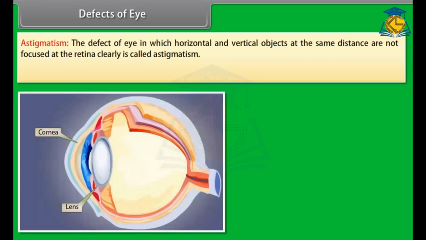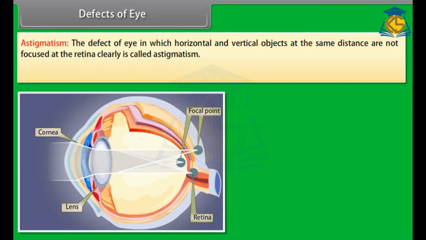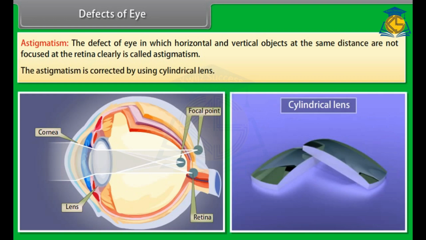Astigmatism. The defect of the eye in which horizontal and vertical objects at the same distance are not focused on the retina clearly is called astigmatism. Astigmatism is corrected by using a cylindrical lens.